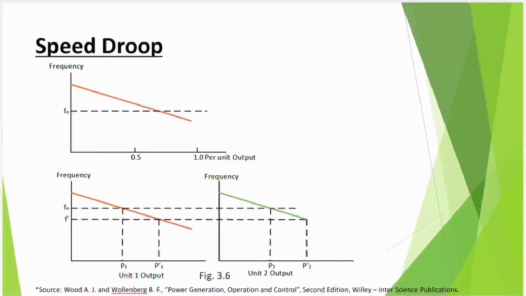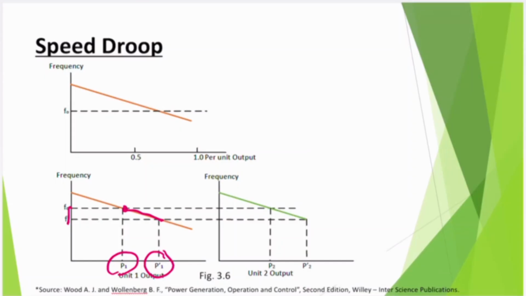And you could see that for different power variation, that is, if you move from P1 to P1 dash, that means there is an increase in power. So that has forced my frequency to drop from this level to this level. So this is the mechanism you have to understand. Now, the droop characteristic will be different for different machines, for different systems.